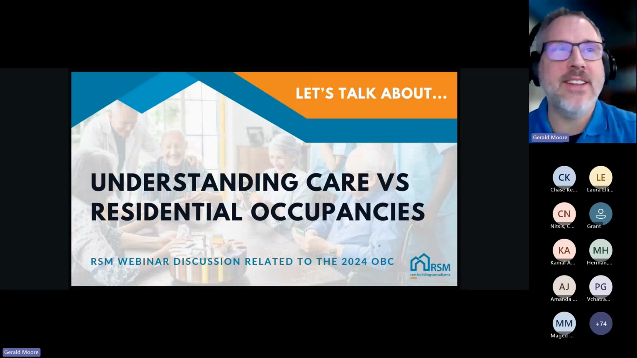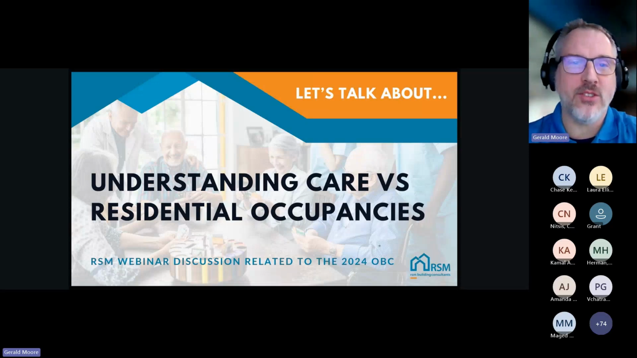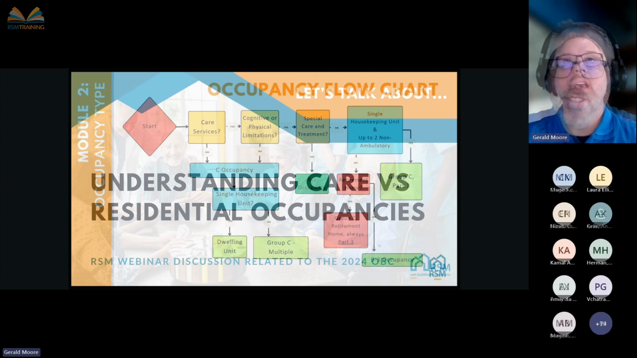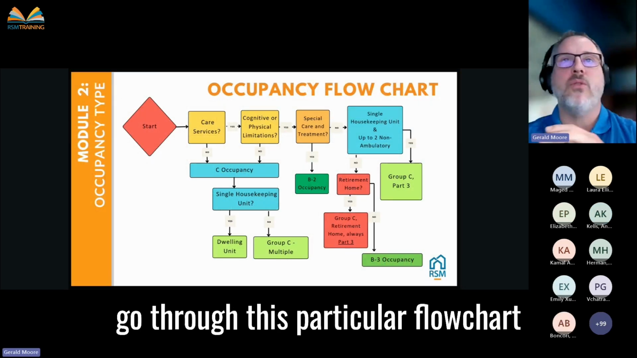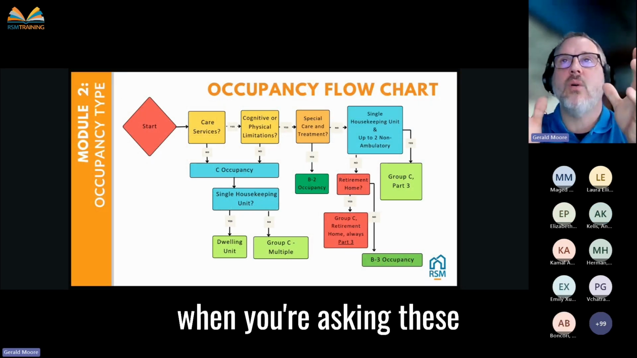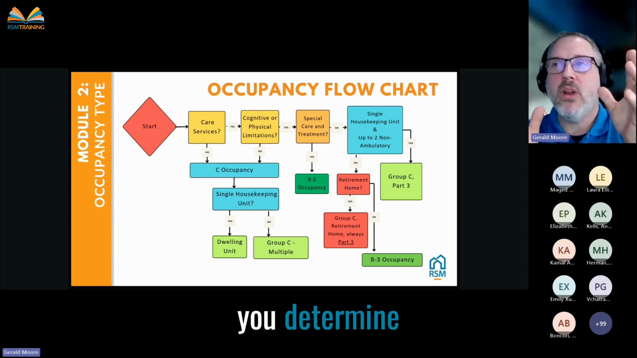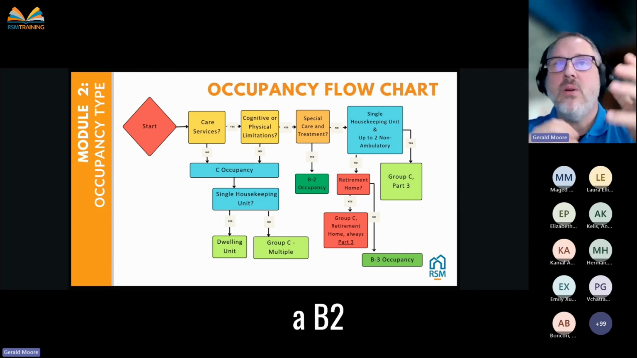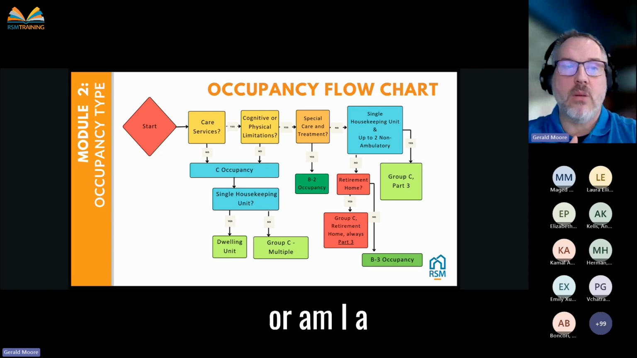Let's talk about understanding care versus residential occupancies. And so when you go through this particular flow chart, when you're asking these critical questions, it's really going to help you determine what am I? Am I a C, a B2, or a B3? Or am I a retirement home?